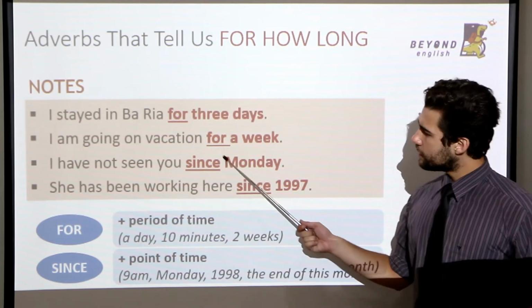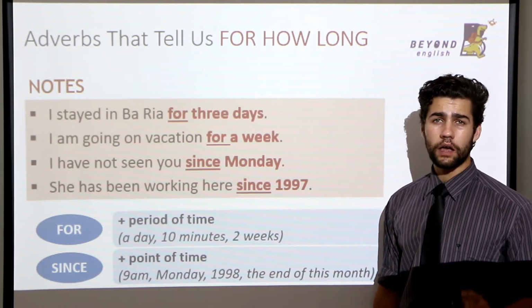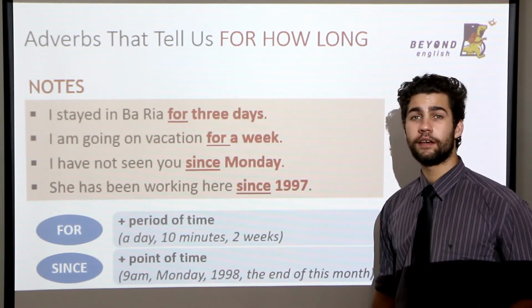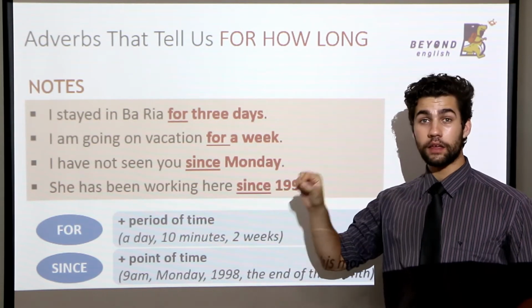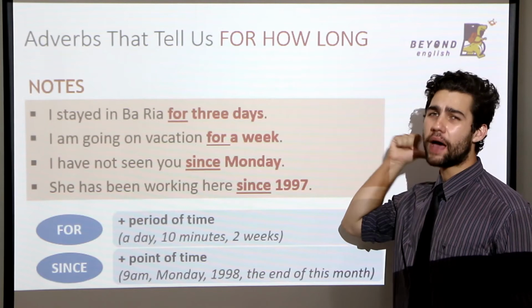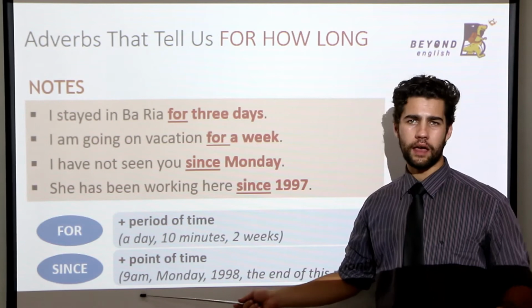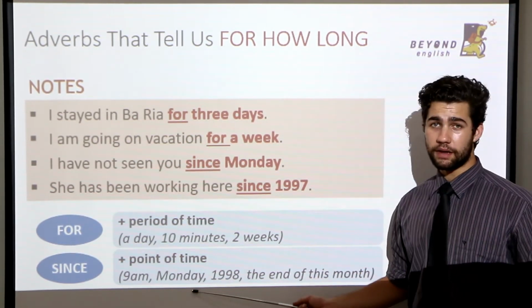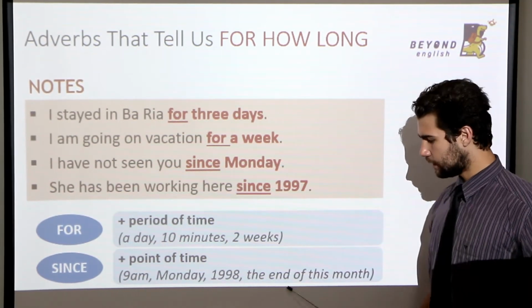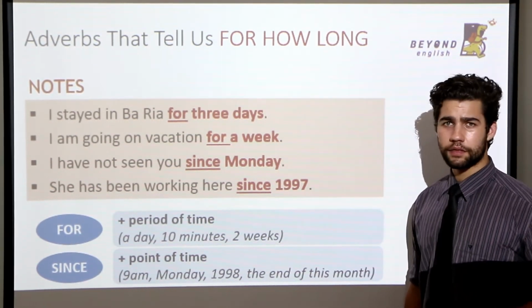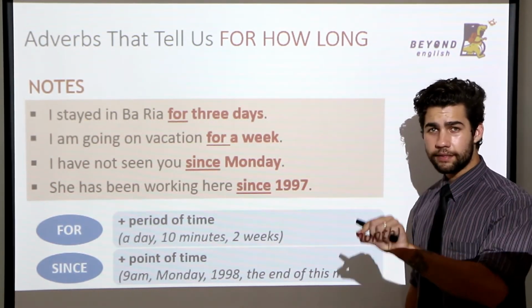Then we get since. When we talk about since, we talk about a point in time. So, one point in time in the past. For example, 9 a.m., Monday, 1998, the end of this month. Remember, we're talking about a point in time.